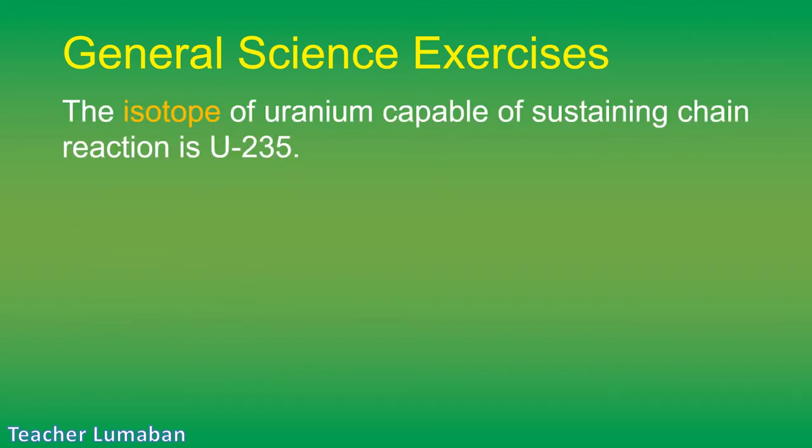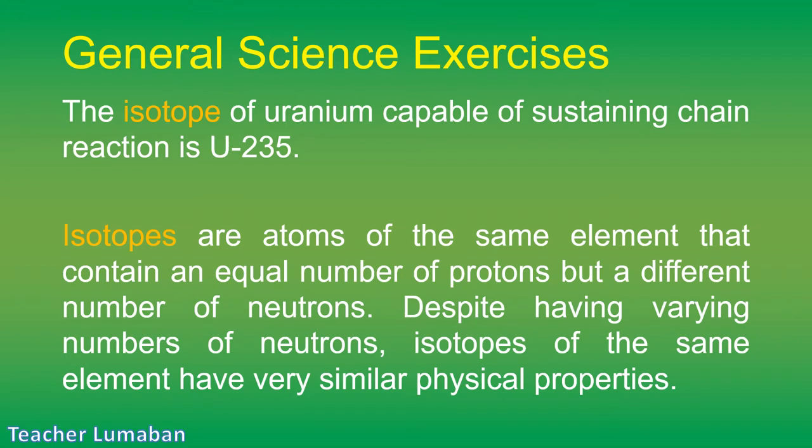The isotope of uranium capable of sustaining a chain reaction is U-235. Isotopes are atoms of the same element that contain an equal number of protons but a different number of neutrons. Despite having varying numbers of neutrons, isotopes of the same element have very similar physical properties.